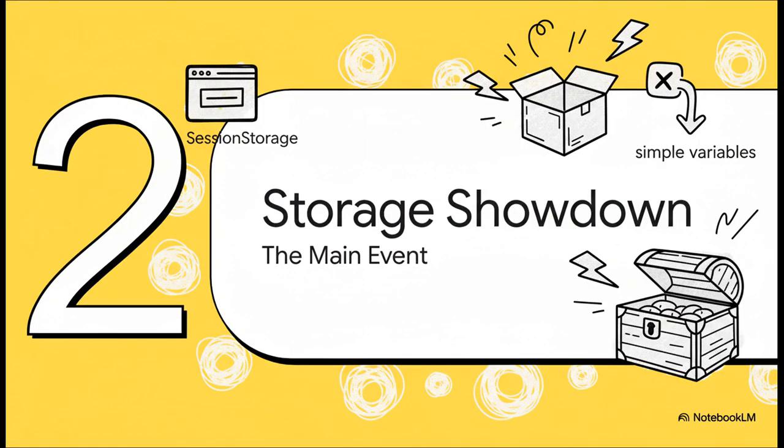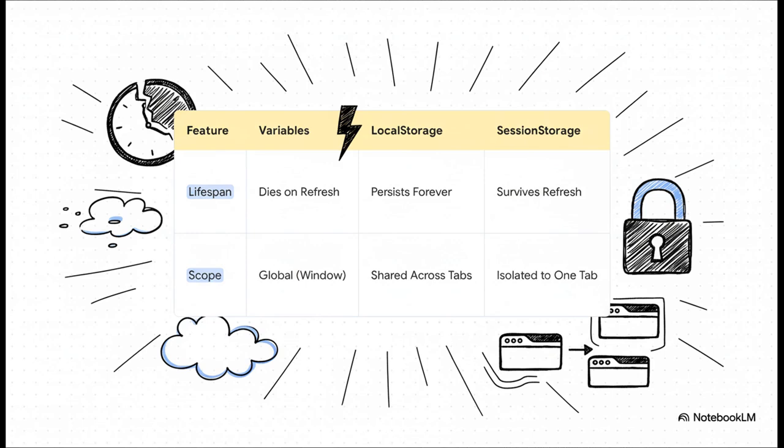Okay, now that we know the rules, it's time for the main event. Let's throw session storage in the ring with its siblings, simple variables and local storage, and see exactly where it shines. So let's break it down. You've got your basic variables, right? They die the second you hit refresh. Useless for our problem. Then you have local storage. It's a powerhouse. It persists forever and is shared across all your tabs. That's great for stuff like a dark mode preference. But session storage, it hits that perfect sweet spot. It survives the refresh, but stays completely isolated to just one tab.